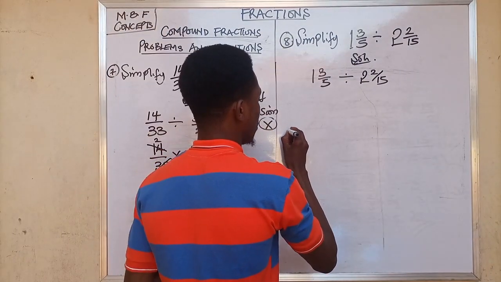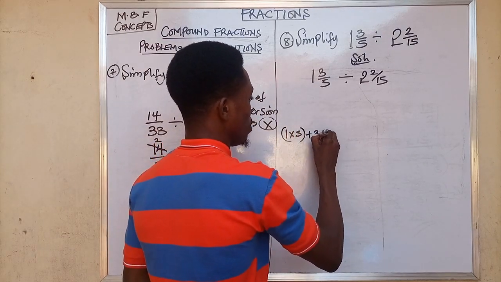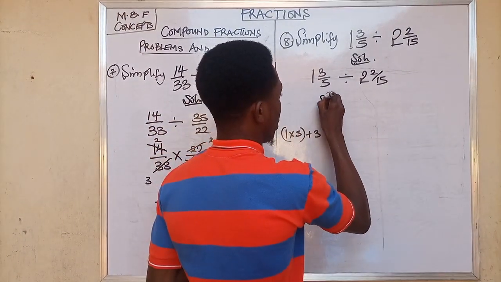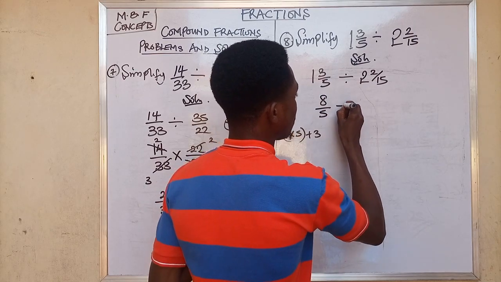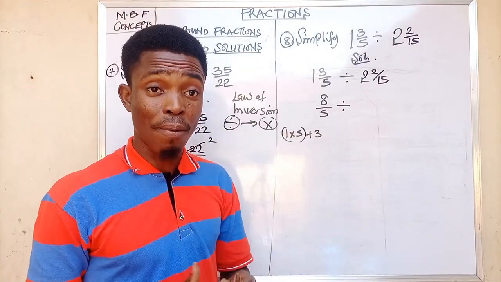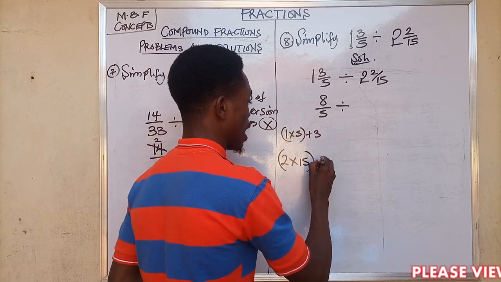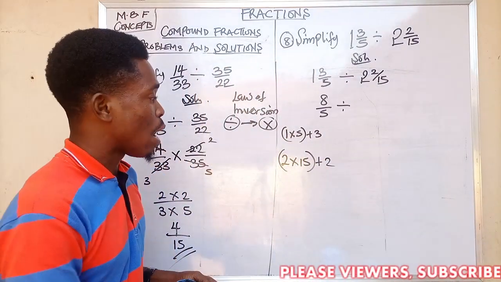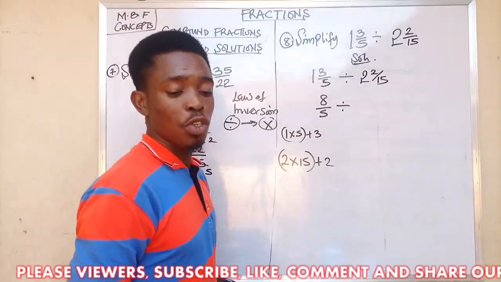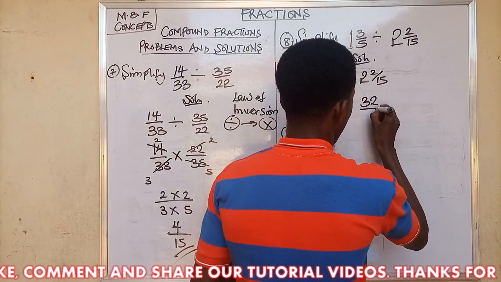As well, you are going to have 1 times 5, the whole number times the denominator, then plus the numerator. So 5 times 1 is 5. 5 plus 3, we are going to have 8 over 5. Then divided by, we also need to convert the second fraction, which is a mixed fraction, to what? Improper fraction. Then we are going to have the whole number, which is 2, times the denominator, which happens to be 15, then plus the numerator, which happens to be 2. Now when we multiply 2 by 15, we are going to have 30. And 30 plus 2 gives us 32, guys. So this gives us 32 all over 15.